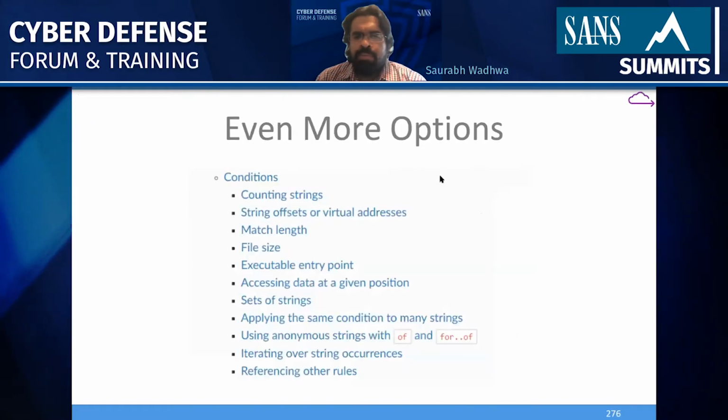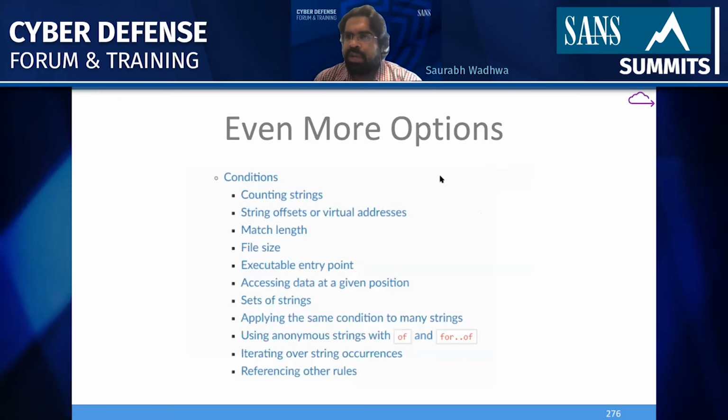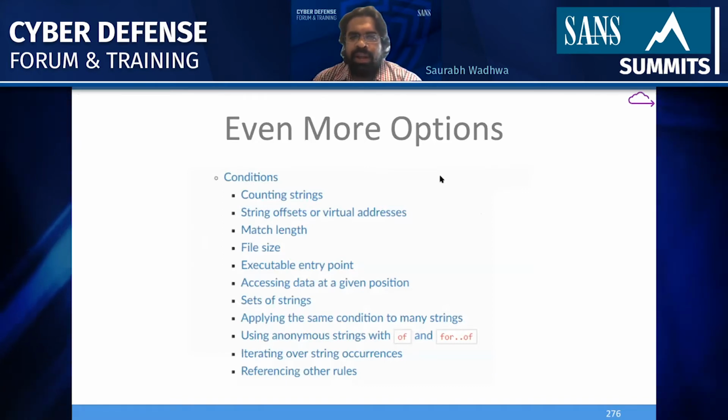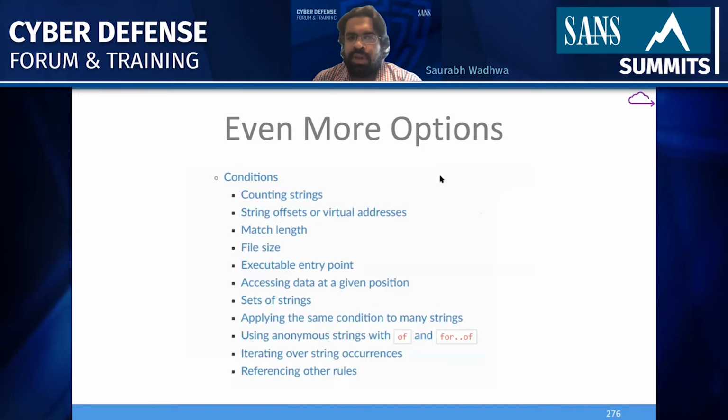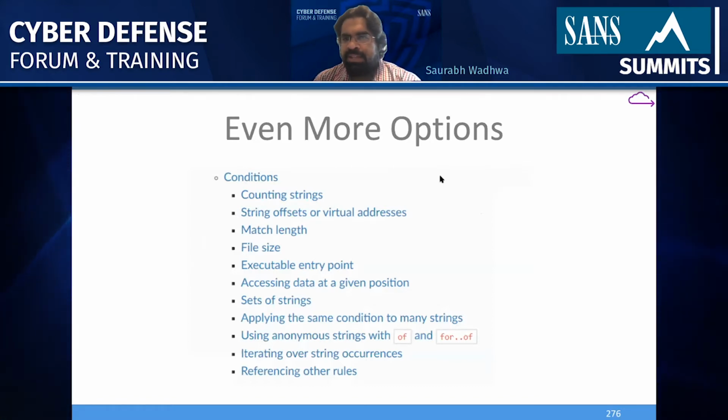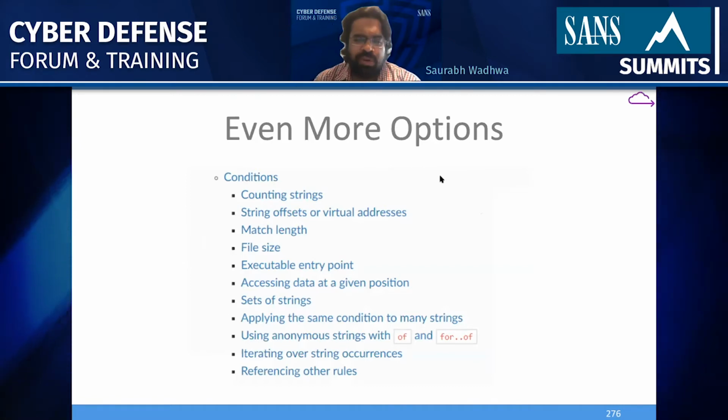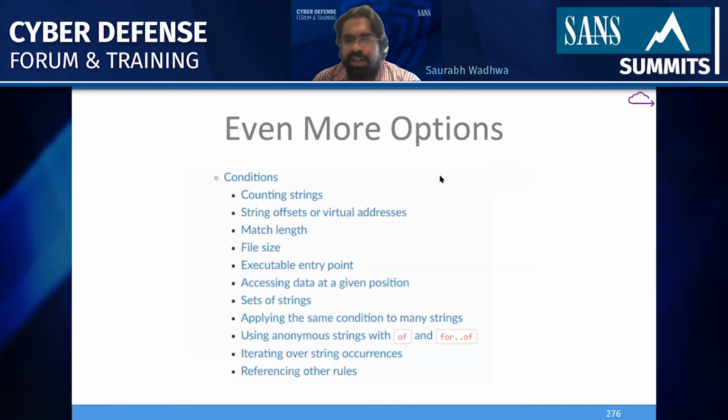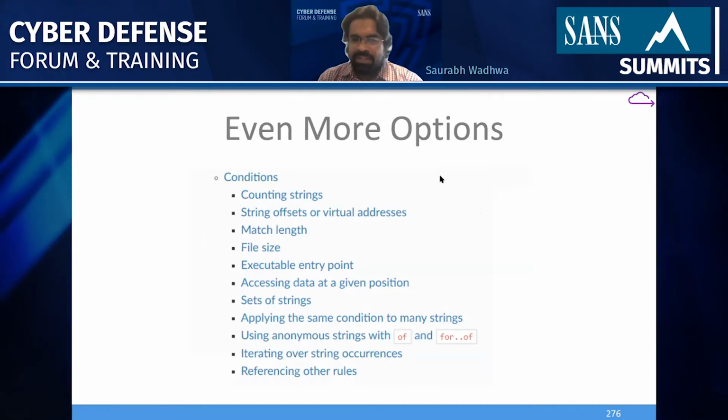Here are some more options when it comes to the conditions section of the YARA rule file. You can count the occurrences of a string. You can match on length, file size. If you know that a malware has a file size of 200 KB, you can specify a condition which is file size greater than 200 KB and so on. So these are some of the conditions that you have when it comes to matching against the YARA rules.